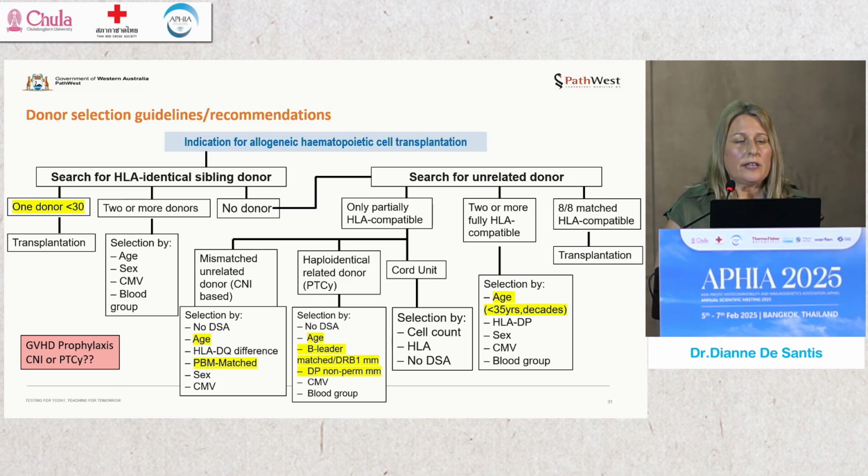In the mismatch setting, our centre uses CNI-based GVHD prophylaxis still, so selecting no DSA, prioritising age, and using the PBM matched algorithm. Haploidentical related donors with PT-Psi, again prioritising age, B leader matching, DRB1 mismatching, DP non-permissive. And then if we do have two fully HLA compatible donors available, then prioritising age.